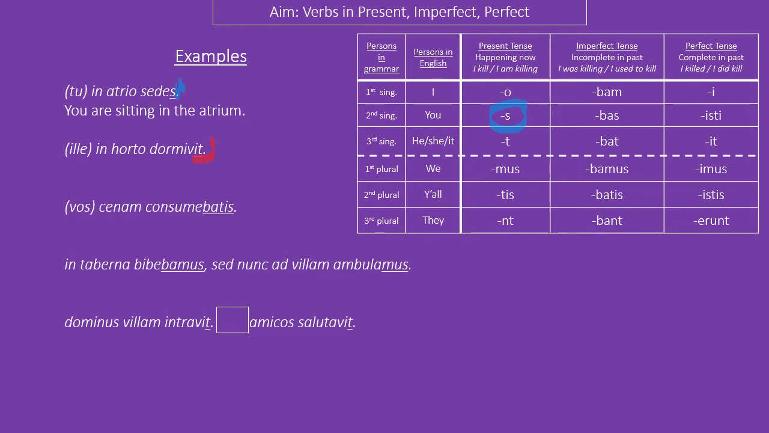For the second one here, I've underlined for you the -it ending, so it's got to be over here. So it's going to be perfect tense, something finished. And it's just going to be he. We don't know exactly who the he is, just he. He slept in the garden.